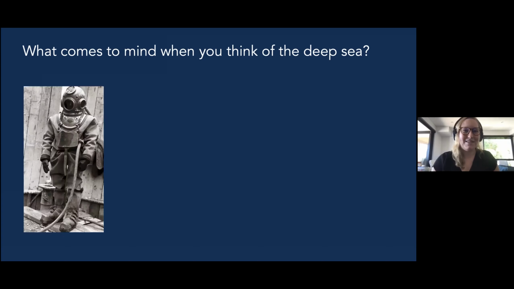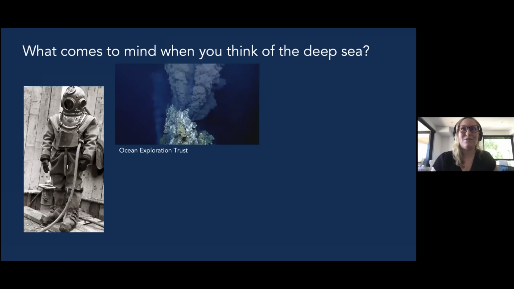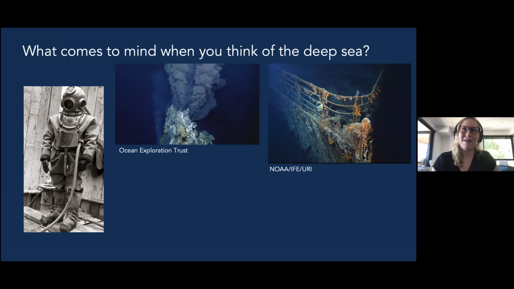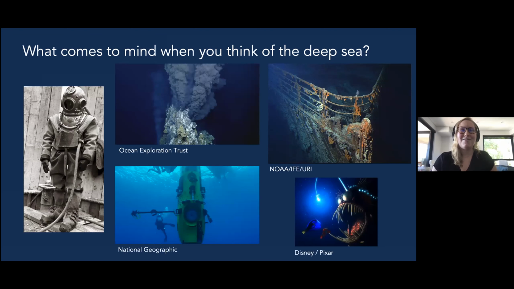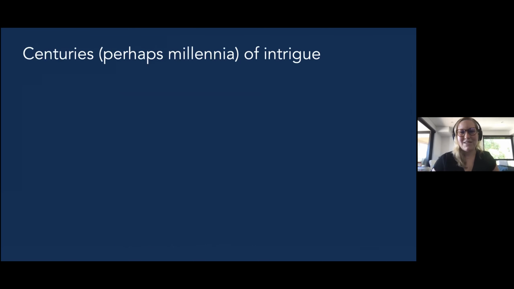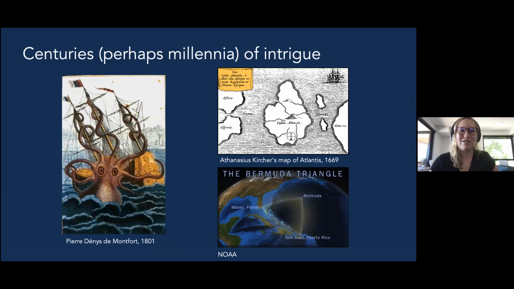And maybe you think of these deep sea vintage diving suits, or maybe you think of the deep sea hydrothermal vent systems, or perhaps the discovery of the Titanic comes to mind, or maybe James Cameron's recent expedition to the bottom of the Marianas Trench comes to mind as well, or maybe you think of Finding Nemo.